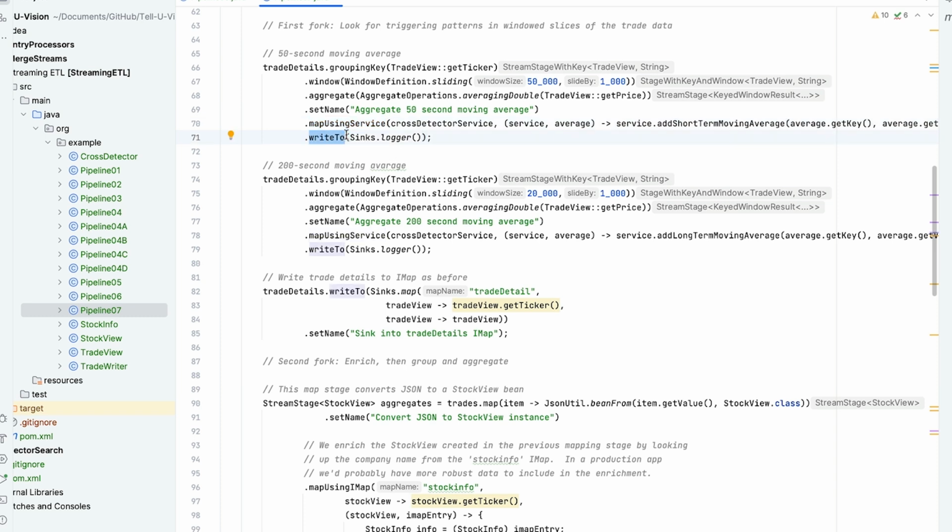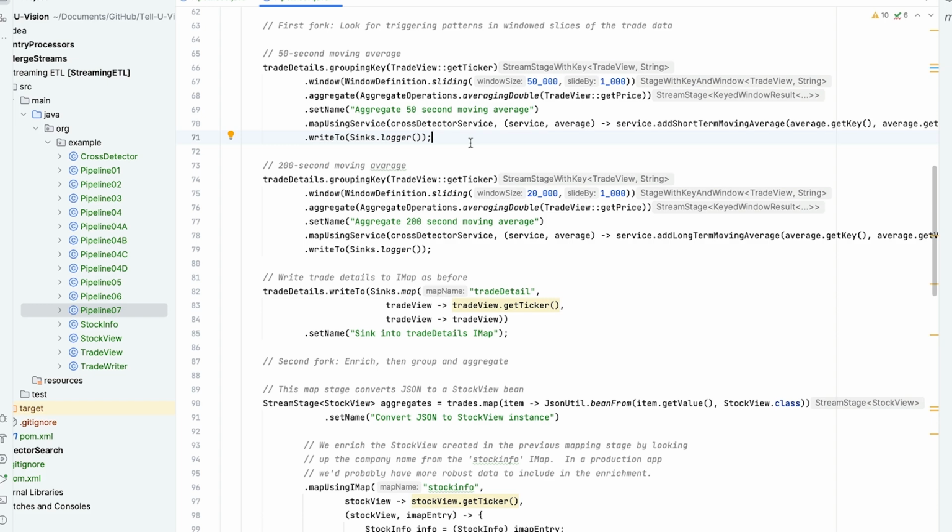Now, spoiler alert, map stages can also act as filters by returning null. So if our service returns a null, then we're not logging anything. But when we detect one of the patterns we're looking for, a death cross or a golden cross, we're going to return an alert, and that will get logged here. And that's it for windowed aggregations.